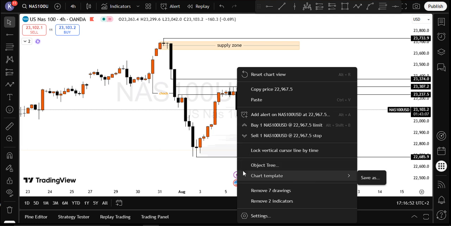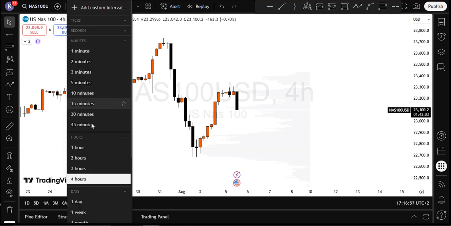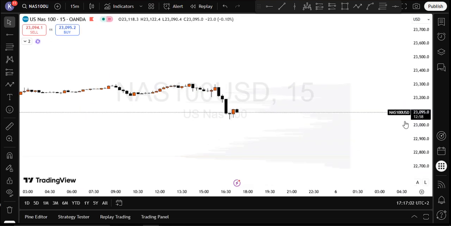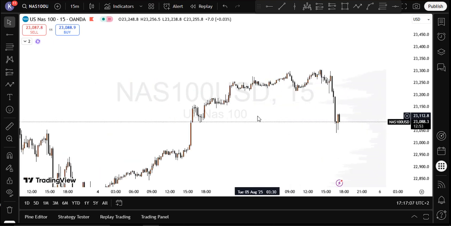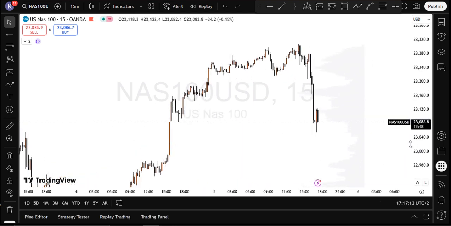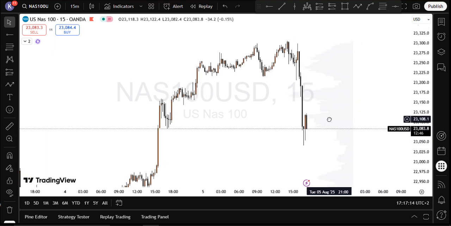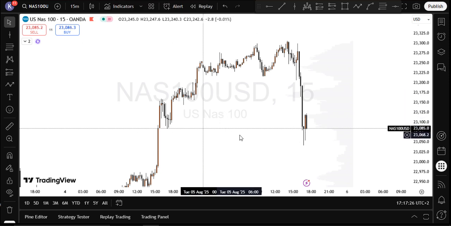So we remove everything, then we go straight to a 15-minute time frame. This is what we see. We need to separate yesterday from today, because we are looking for a trade that we can take today, since it's Tuesday. We take our vertical line and put it straight at 12 o'clock, because that's where the market actually opened.